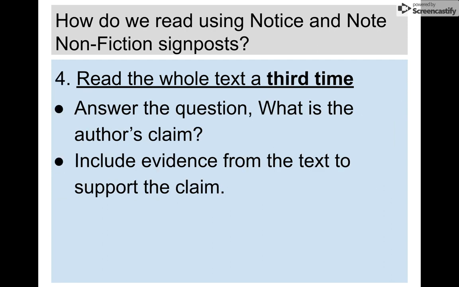Finally, you're going to read the whole text a third time. This time, after we've done the notice and note, you're going to answer the question, what is the author's claim? What are they trying to say? What point are they making in the text? And then you want to include evidence from the text to support your claim. And that could be a point where you look back at your notice and notes.